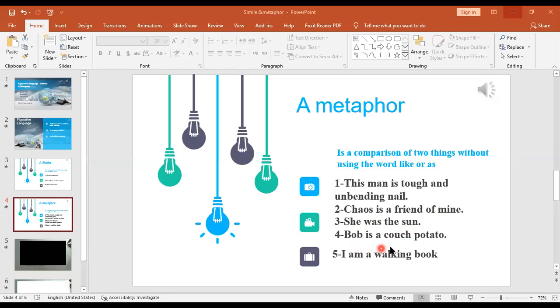Bob is a couch potato, like those who like to eat too much. He's a couch potato. He doesn't do any exercise. He doesn't do anything. I'm a walking book. It means that I read a lot of books. I am knowledgeable.